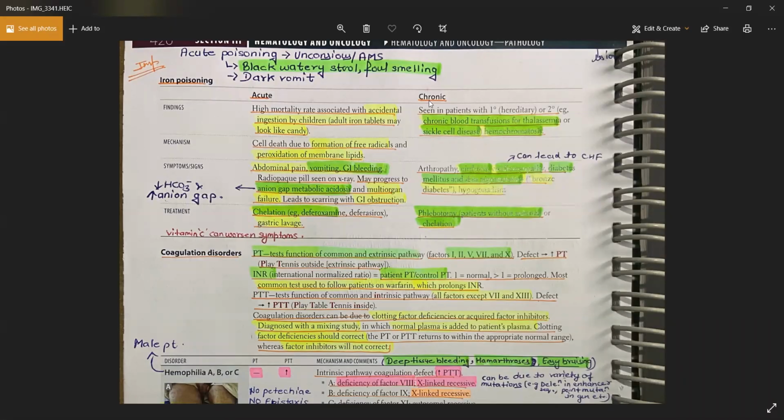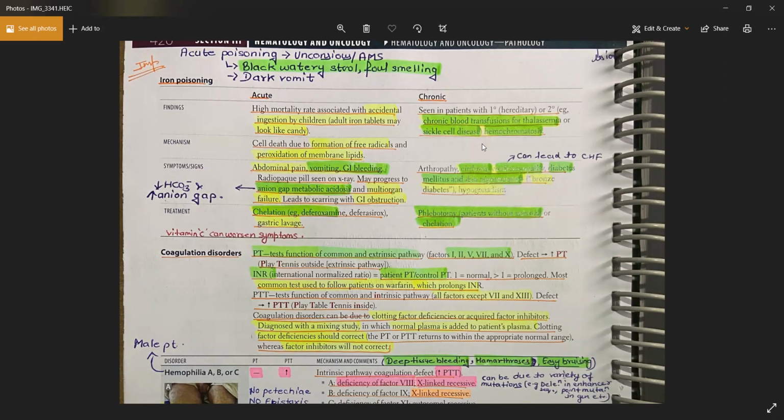Then comes the chronic type, in which you have a slowly rising level of iron. Sometimes you get this in hemochromatosis. You will get it with chronic blood transfusions, like in the case of sickle cell anemia or beta thalassemia, right?